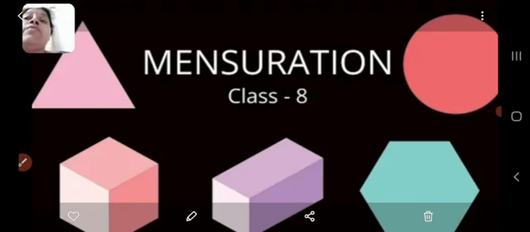So these are the areas of quadrilaterals. Now the area of a special quadrilateral, that is a rhombus. What about the area of a rhombus? Area of rhombus is equal to 1 by 2 d1 into d2, means half the product of the diagonals. Okay, understand? So this is the area of a rhombus.